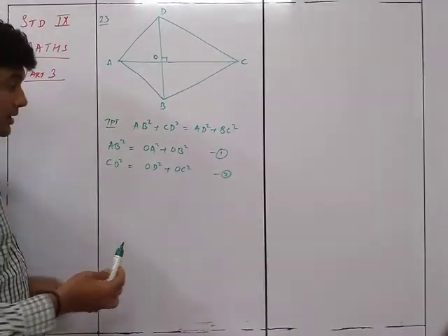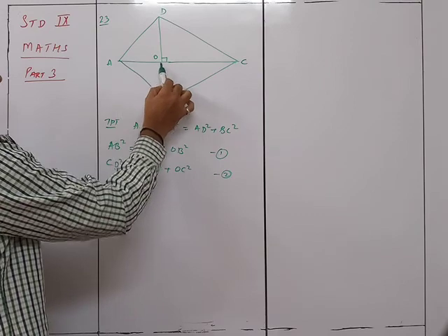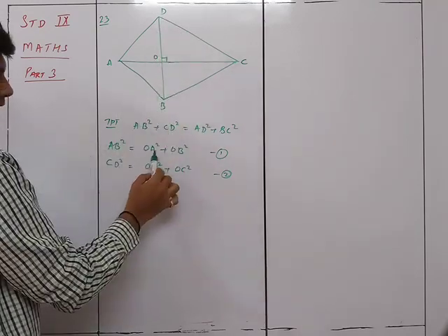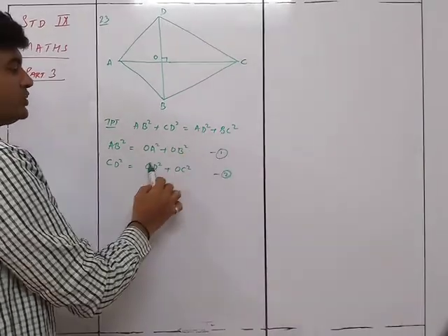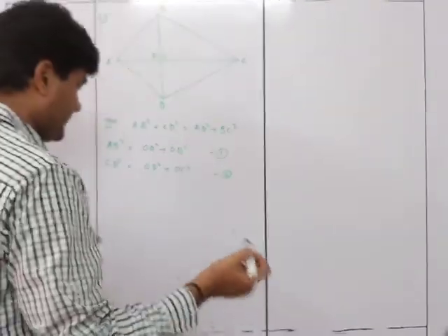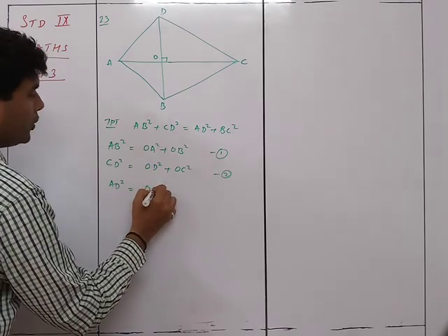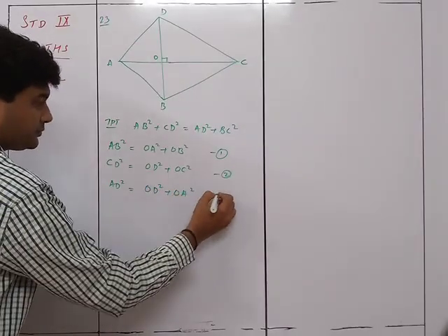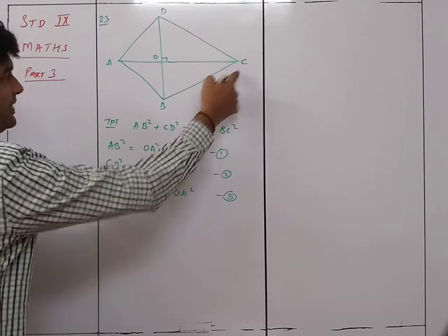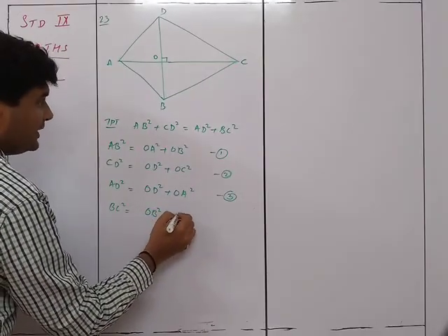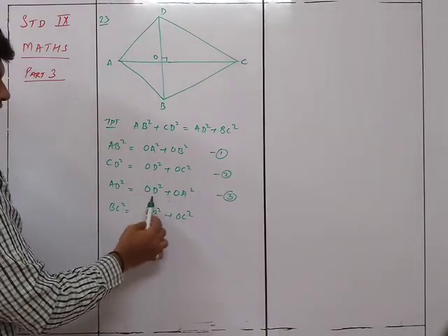Now see this. By these two, I got all the four lines OA, OB, OC, OD. If I get all the four by the other two also, then automatically it becomes equal. So that's what we are doing now. Next, see AD square. What is AD square? AD square is OD square plus OA square. That's the third one. And next is BC square. BC square is OB square plus OC square. So you can see the addition of these two will also give me OA, OB, OC, OD.